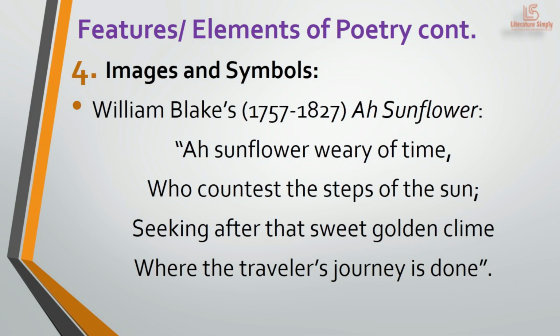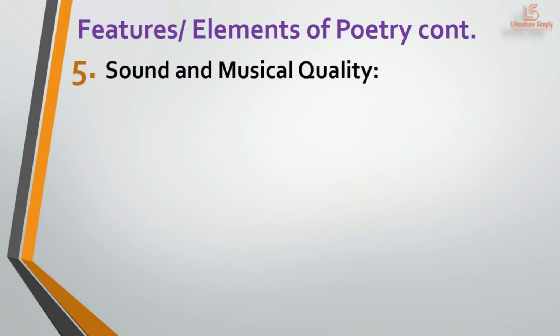Here we have two symbols, one the sunflower and the other the sun. The sunflower stands for a human being or person, and the sun for very life. A poem can have as many interpretations as the number of its readers. The next element is sound and musical quality. It is a very significant feature or element of poetry.